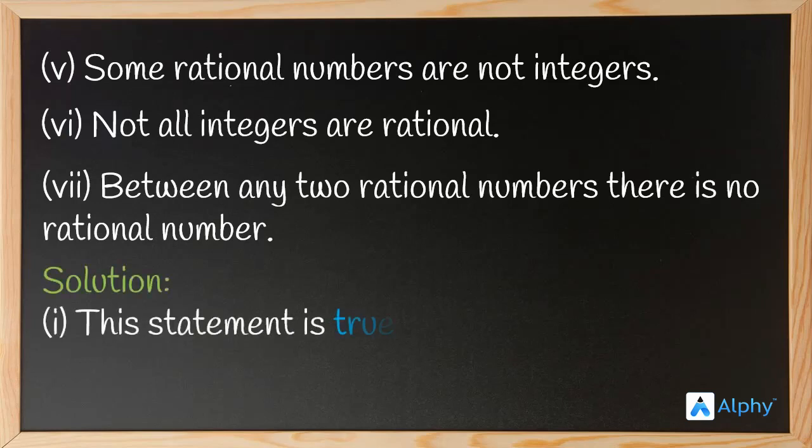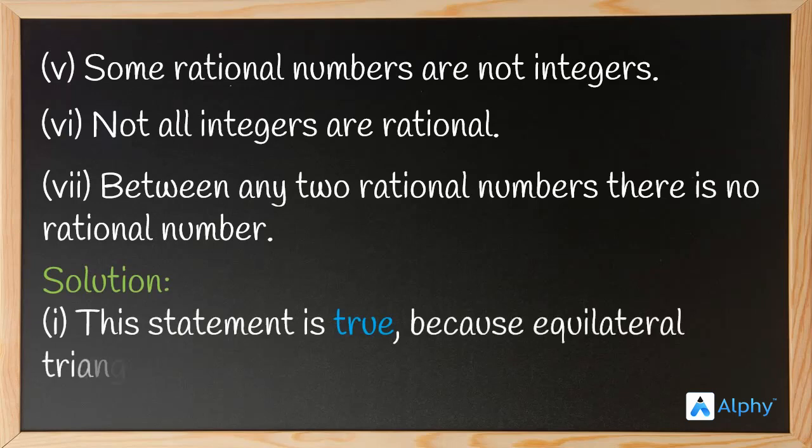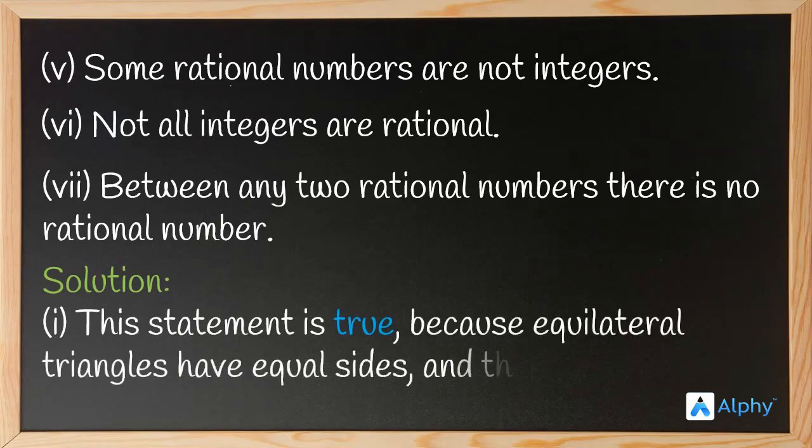Solution first part, this statement is true because equilateral triangles have equal sides and therefore are isosceles. Since equilateral triangles have equal sides, all the three sides are equal, hence they'll also be isosceles because isosceles require only two sides to be equal. So this was the first part.